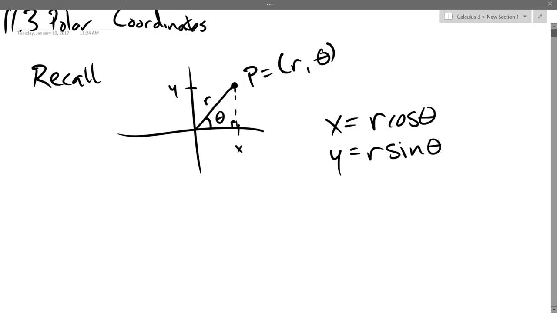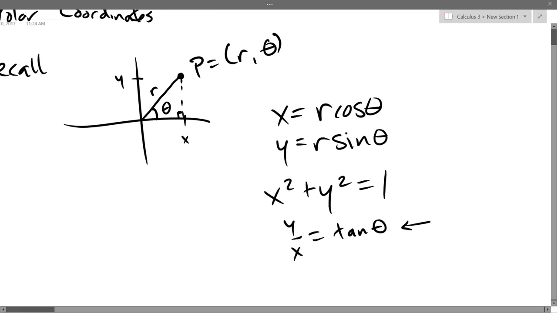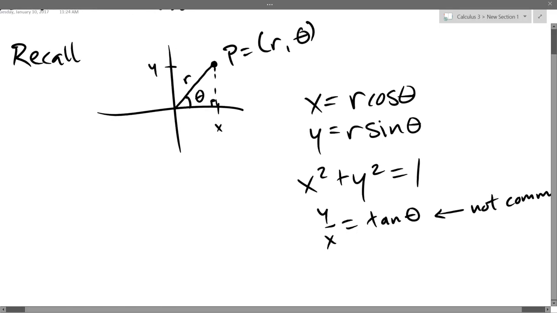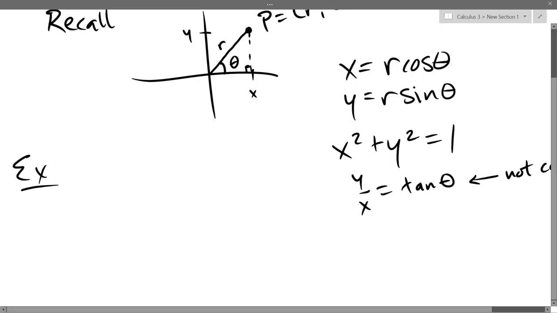You're close. I want to relate x, y, and r. No thetas, so no trig functions of theta. Yeah, so we got Pythagorean, x squared plus y squared equals r squared. We also have y over x is tangent theta. I don't think we use this last one very often, so I'll just write not common right here. Occasionally you might need to use it, but you're not going to use it that much. Just know it's there. So I'll do a quick example.